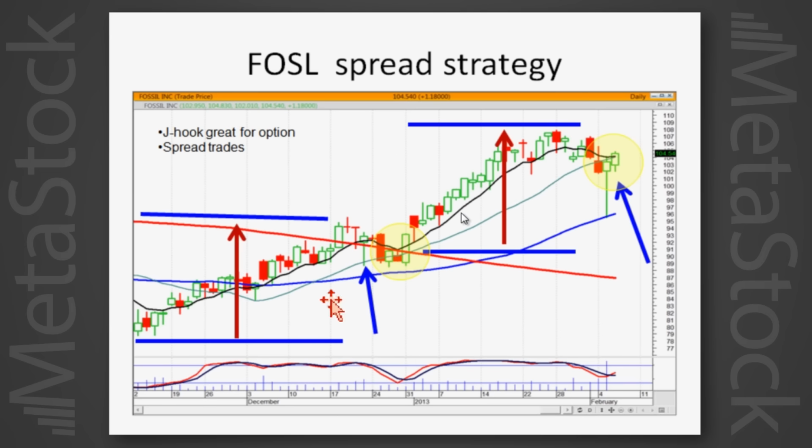And there's a very simple rule. Usually wave 1 and wave 3 are going to be equivalent. So even if you miss wave 1 and you see a Jhook pattern setting up, at least you can calculate what your next wave will be. And that will also be very good if you're trading options. You can be doing spreads knowing what your upside potential is.